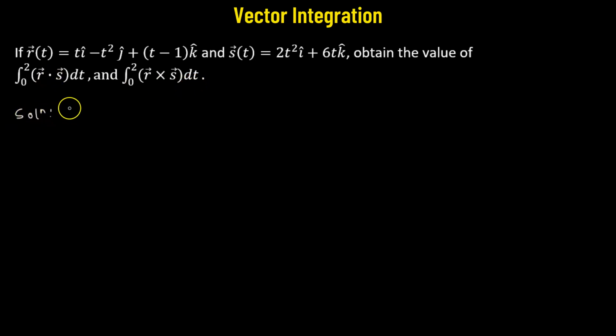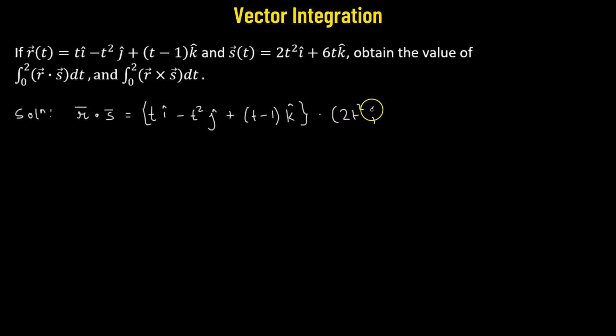So what we'll do, we will obtain the dot product, or the scalar product, between vector r and vector s initially. That means for vector r we have t i cap minus t squared j cap plus t minus 1 k cap. So this will be dotted to the vector s, which is 2t squared i cap plus 0 times j cap, because we do not have the y component here, plus 6t times k cap. To find the dot product, all we have to do is multiply the components of i cap, or both of the two i cap together. So here we have t multiplied to 2t squared, so that will be simply 2 times t cubed.